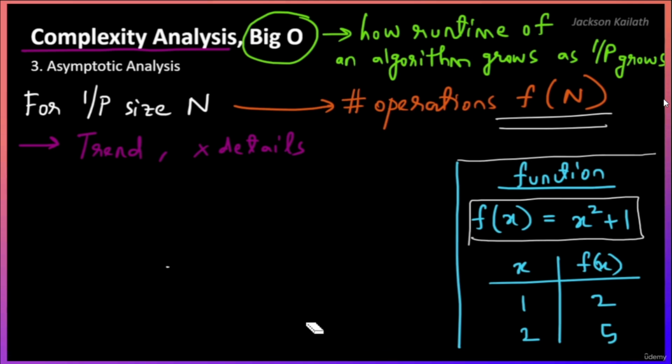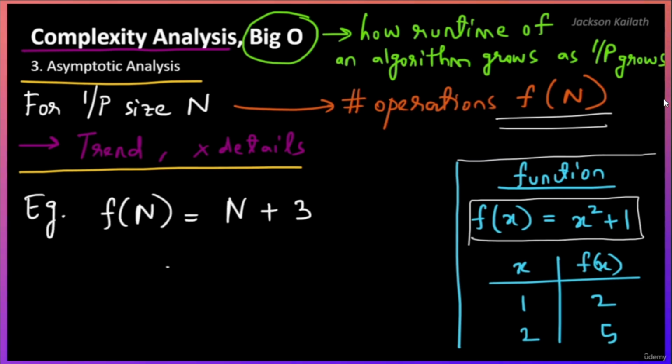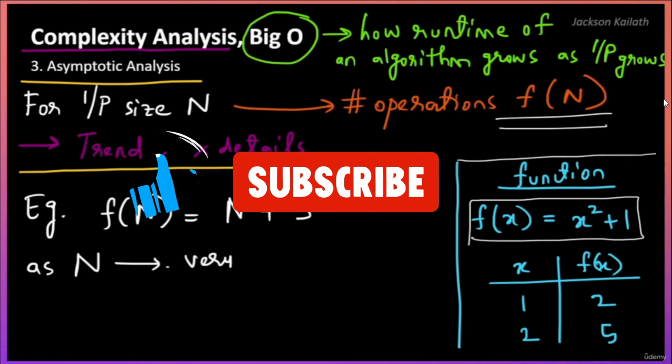So let me just make some space over here. And to identify the trend, we are going to make use of something called asymptotic analysis. So let's first try to develop an intuition regarding what asymptotic analysis is. Let's say we have found that f of n is equal to n plus 3. So when n is equal to 1, the number of operations required is 1 plus 3, which is 4. But when n is equal to 1000, the number of operations is going to be 1000 plus 3, which is 1003. Now what happens when n becomes very large?